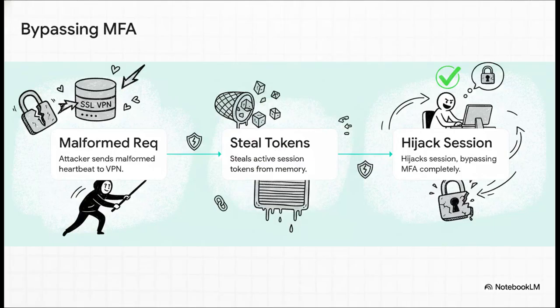And yes, threat actors were absolutely taking advantage of this. A Mandiant incident report laid out exactly how an attacker bypassed strict corporate security using this exact flaw. Step 1. The attacker sends repeated malformed heartbeat requests to an organization's SSL VPN server. Step 2. They steal active session tokens straight from the VPN's exposed memory. And Step 3. Armed with those stolen tokens, they just hijack the active session. They completely bypassed multi-factor authentication because as far as the server knew, they had already legitimately logged in.